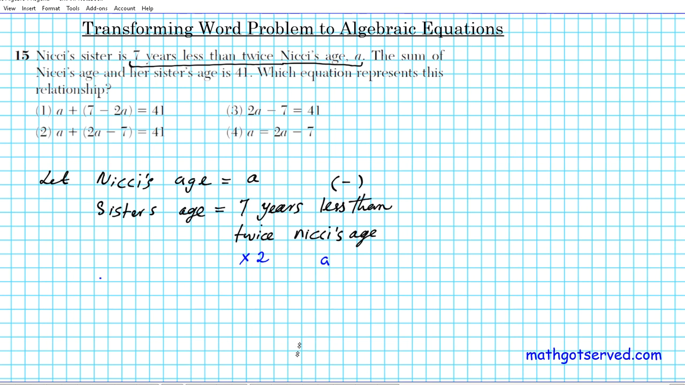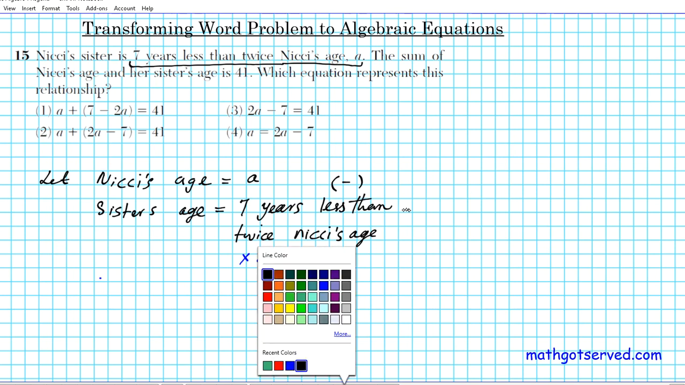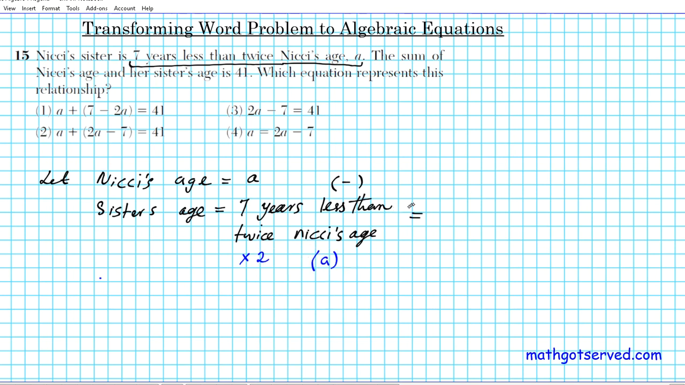Now, one thing you want to keep in mind is that when you are translating from verbal to algebraic form, you write it in the reverse order. So 7 less than twice niece's age is not 7 minus 2a. You write it in the reverse order. So you have twice niece's age, 2a, less 7, minus 7. So you want to be careful how you set it out. So 7 years less than twice niece's age is 2a minus 7.